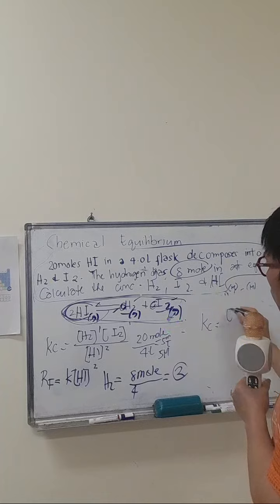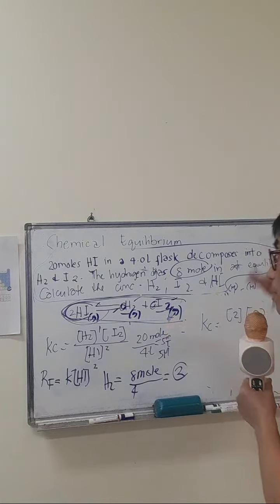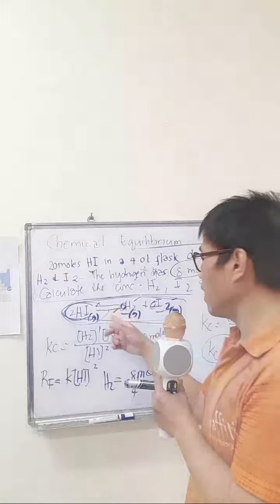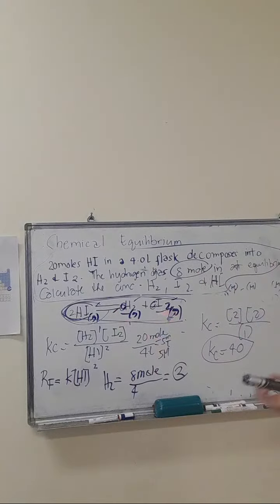Kc is equal to 2, because 2 raised to the power 1 is simply 2. And then HI is 1, and 1 raised to the power 2 is simply 1. So Kc is equal to 4, meaning there's no unit. So the equilibrium constant expression of the concentration of this hydroiodic gas converted to hydrogen gas and iodine gas will be equal to 4. You get the point.